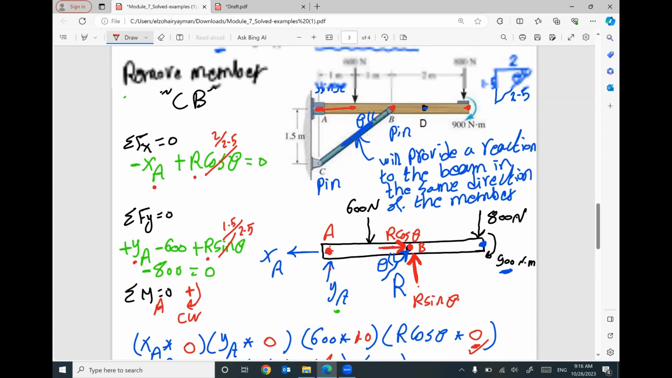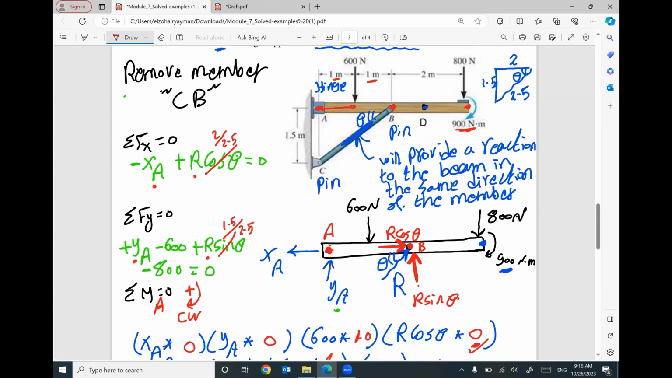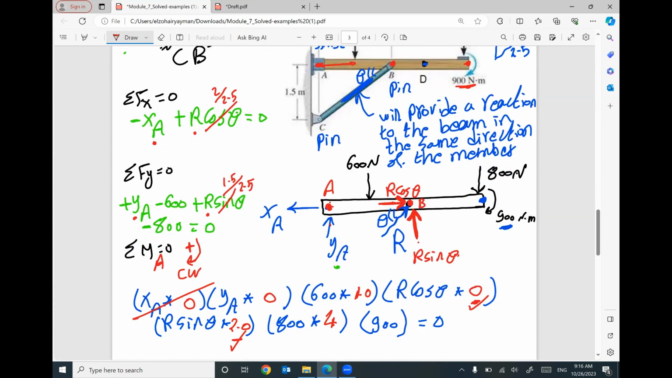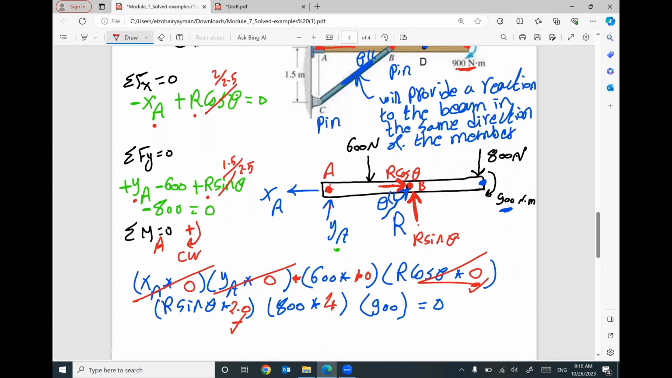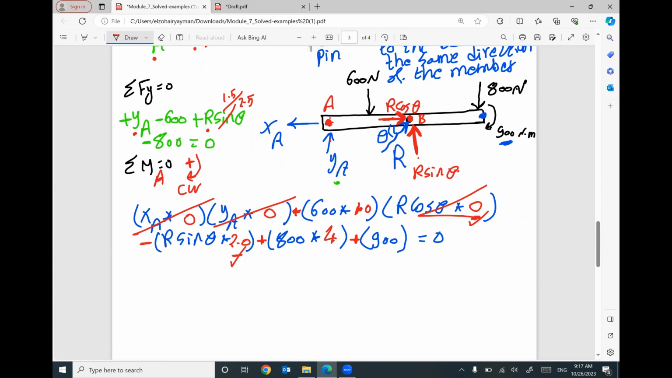And the 900 does not need distance. It's a moment. I don't care about this term. This term, 600 times 1, will be clockwise positive. This component times 2 will be negative, counterclockwise. This one will be positive clockwise. This one is positive clockwise. The only unknown in this equation is your reaction R. So what will be the reaction R?